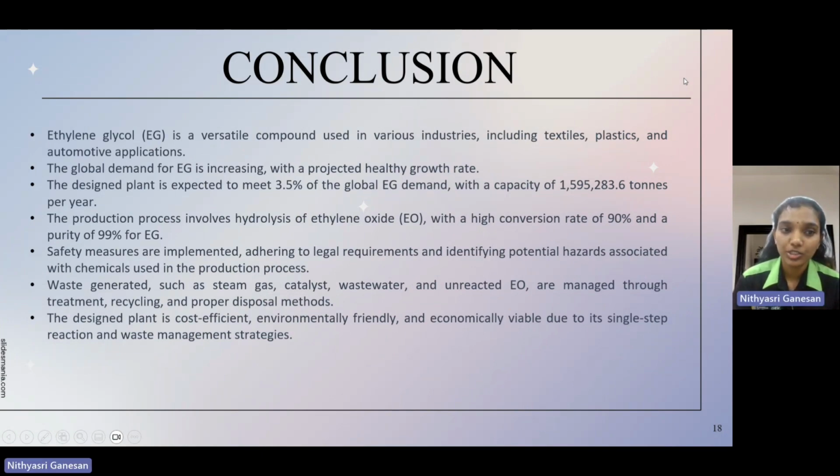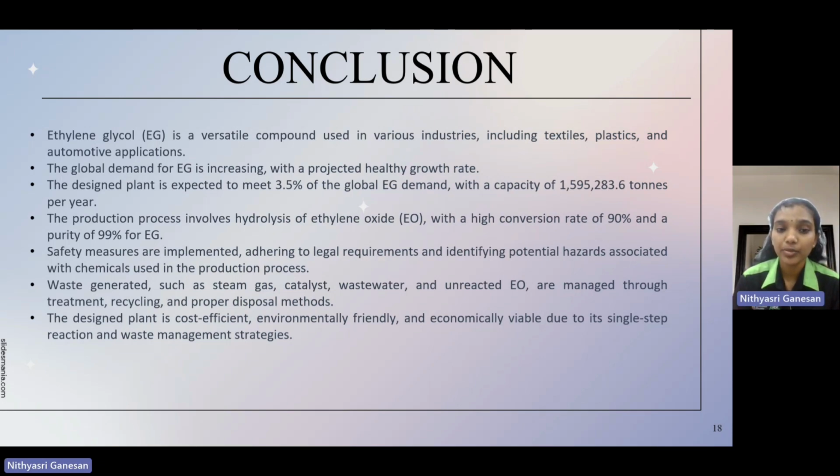So this is the conclusion. Ethylene glycol is a versatile compound used in various industries, including textile, plastics, and automotive applications. The global demand for ethylene glycol is increasing with a projected healthy growth rate. The design plan is expected to meet 3.5% of the global ethylene glycol demand with a capacity of 1,595,283.6 tons per year. The production process involves hydrolysis of ethylene oxide with a high conversion rate of 90% and a purity of 99% for ethylene glycol.